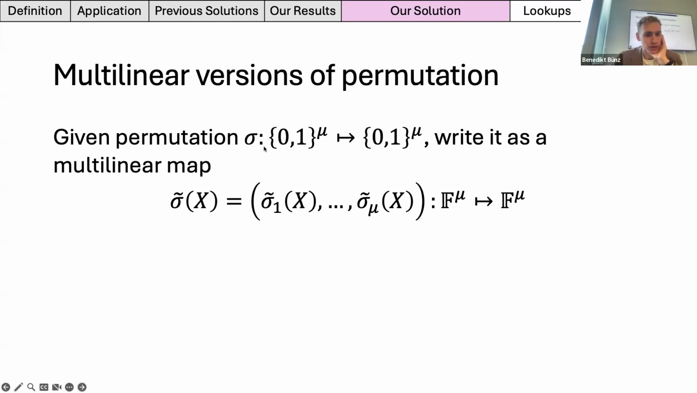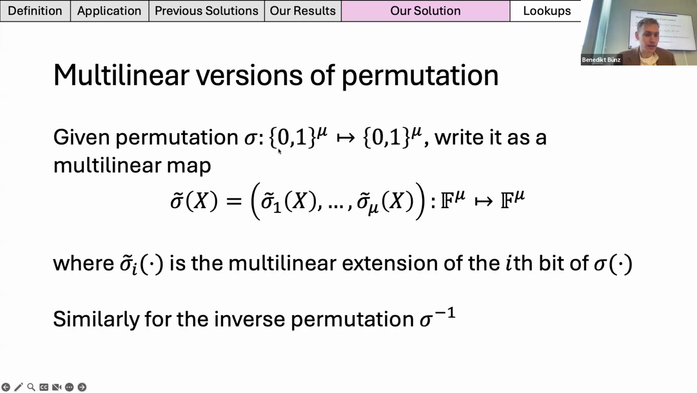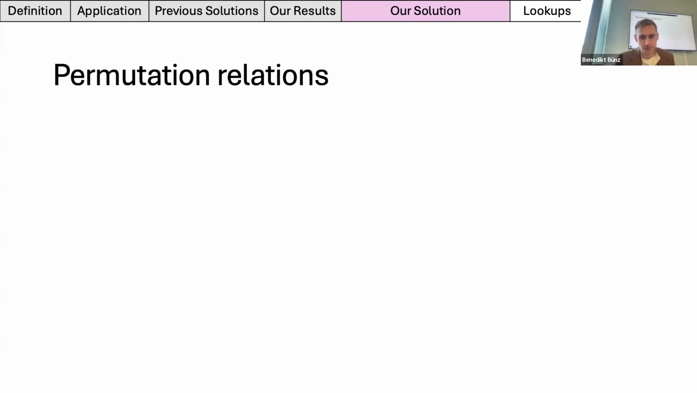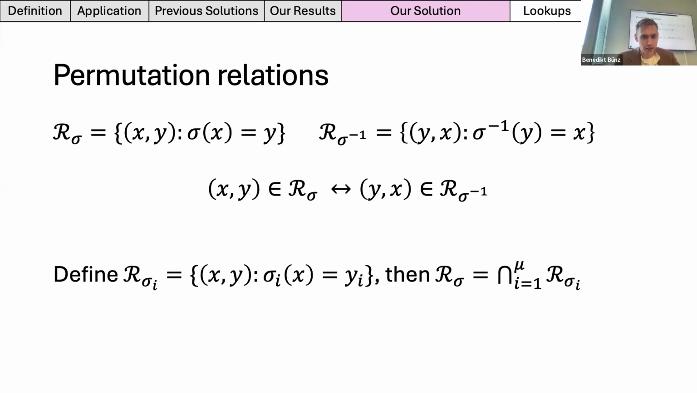So if the first bit of sigma is 0, then sigma 1 of x is 0. If the first bit is 1, then it's 1. And similarly, you can actually do the same thing for the inverse. So permutations are nice in that they have inverses. We can write the following relation: xy is true if sigma of x is equal to y, and we can write the inverse.